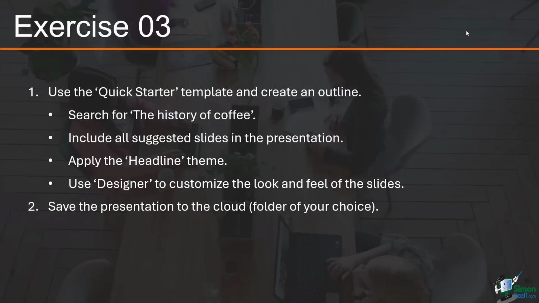It's time now to do exercise 3. And in this exercise, we're going to practice some of the skills that we've learned in this section of the course. So the first thing I'd like you to do is fire up PowerPoint, and I'd like you to use the Quick Starter template and create an outline. And I'd like you to search for the history of coffee. And I want you to include all suggested slides in the presentation. I'd like you to then apply the headline theme and use Designer to customize the look and feel of the slides. Finally, I'd like you to save the presentation to the cloud, and you can choose a folder of your choice. If you'd like to see my answer, then please keep watching.